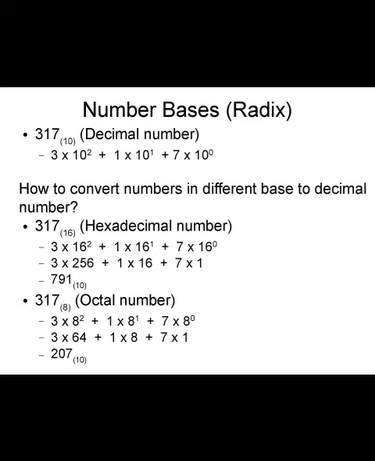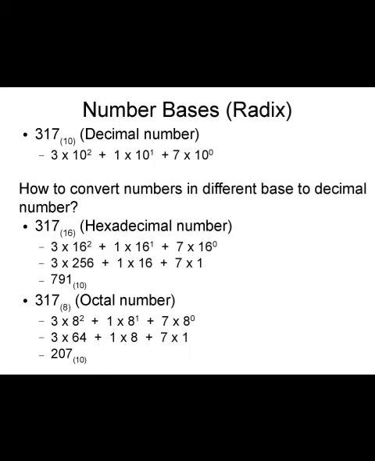3 times 16 to the power of 2 plus 1 times 16 to the power of 1 plus 7 times 16 to the power of 0. And then you just add up the results, and you will have a decimal number of 791. So the hexadecimal number 317 is equivalent to the decimal value of 791.